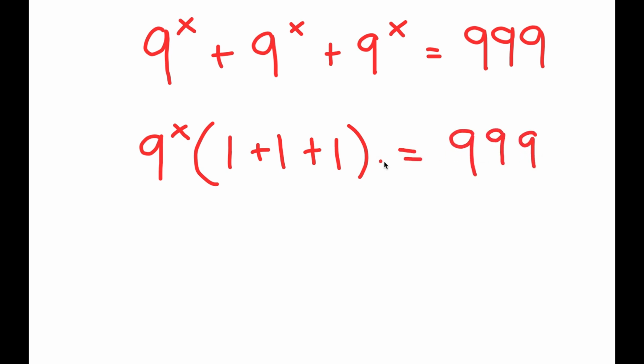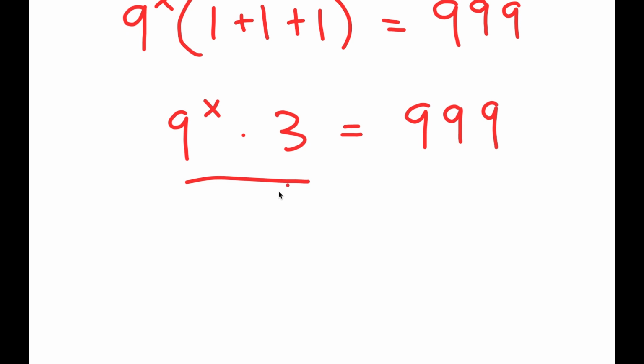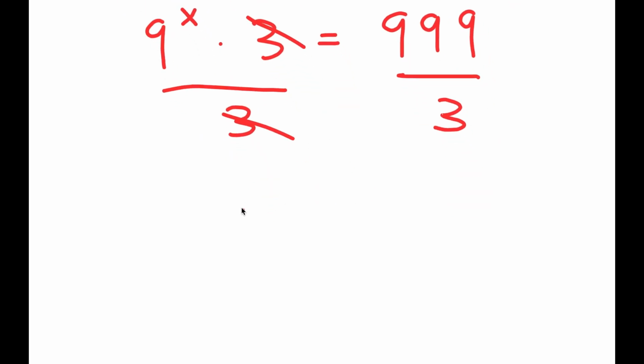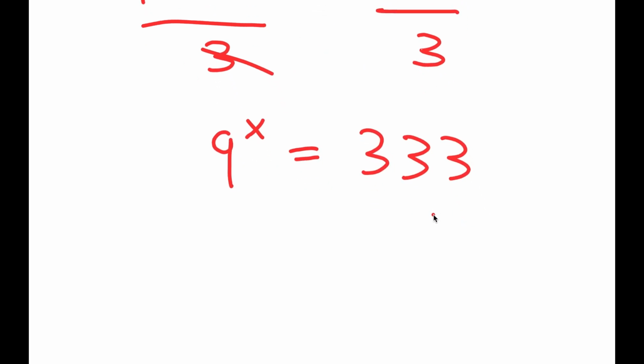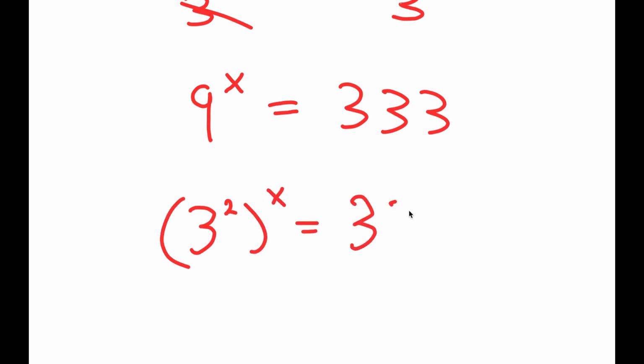And 1 plus 1 plus 1 is 3, so I get 9 to the power of x times 3 is equal to 999. Now from here, I'm going to divide both sides by 3, so these two cancel out, and I get 9 to the power of x is equal to 333. Now 9 I can rewrite as 3 squared, to the power of x. So I get 3 squared to the power of x is equal to 333.